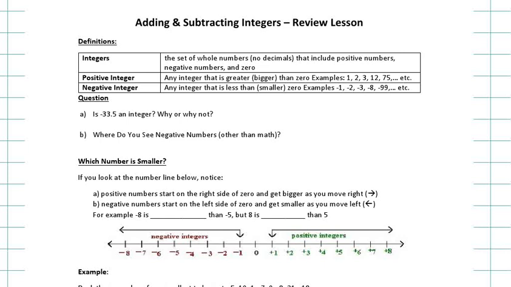So first thing that we're going to talk about is integers. The definition for integers is the set of whole numbers that includes positive numbers, negative numbers, and zero. Okay? So an integer is basically a whole number. You can't have a decimal. So 1.3 is not an integer, right? It's a decimal, so it's not part of the integers.